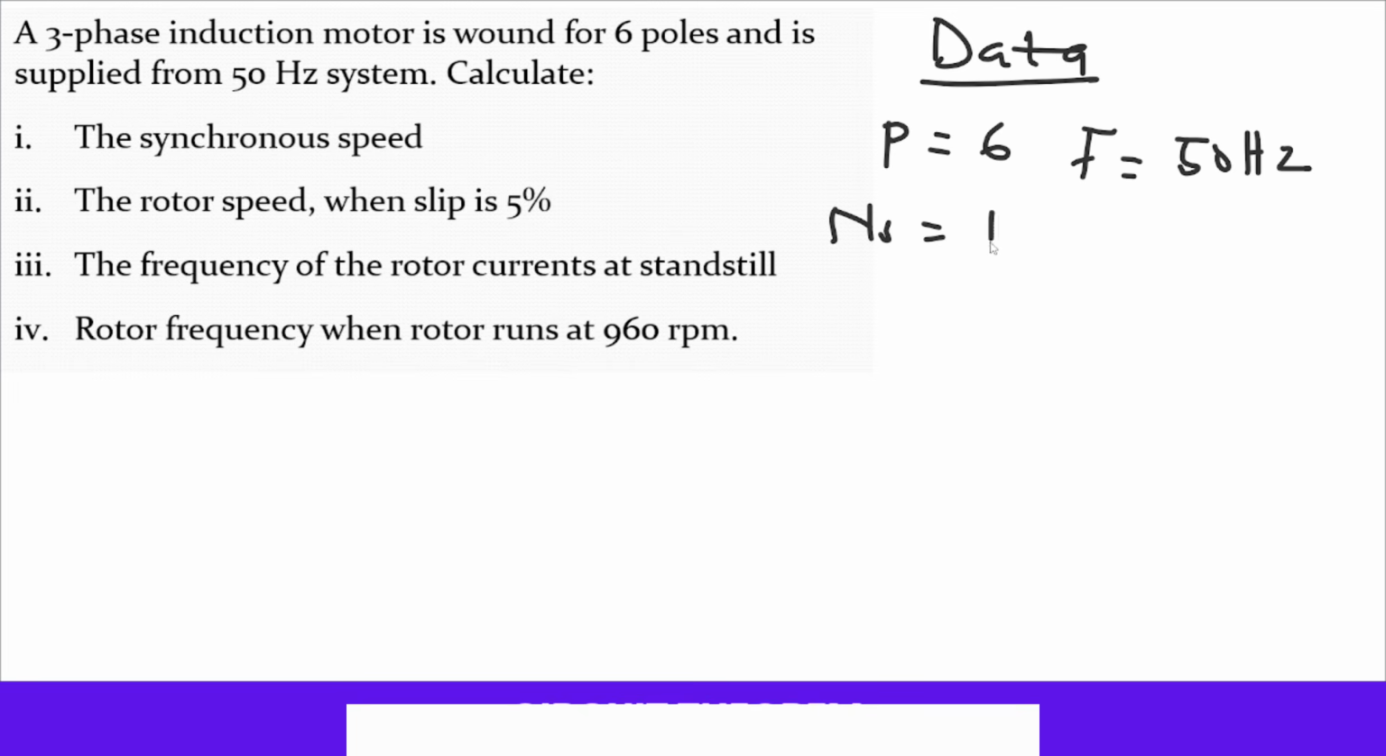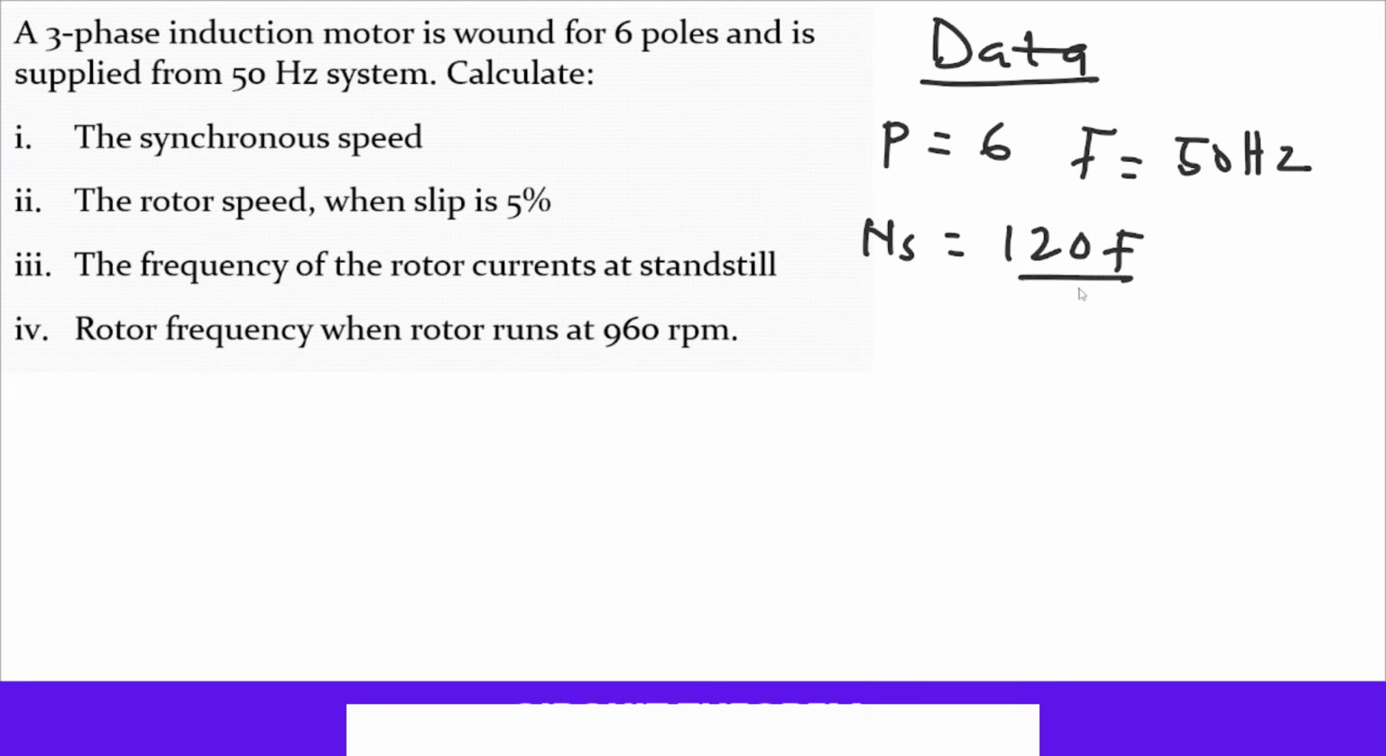Which is Ns. And it's given by 120 f over 60. So here we are going to get 120. The frequency is what? 50, right? Divided by 60. So the synchronous speed is then given by what?